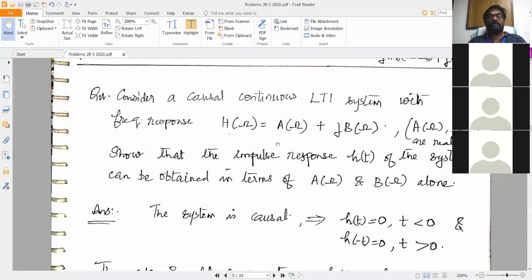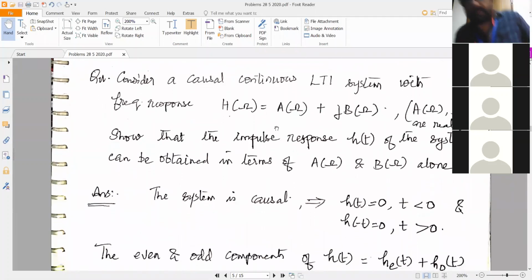Now consider a causal continuous linear time invariant system which has a frequency response given by H of omega equal to A of omega plus j B of omega, where A of omega and B of omega are the real and imaginary parts of this spectrum. A of omega and B of omega are real functions of omega.